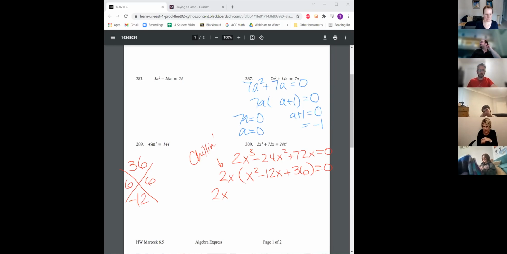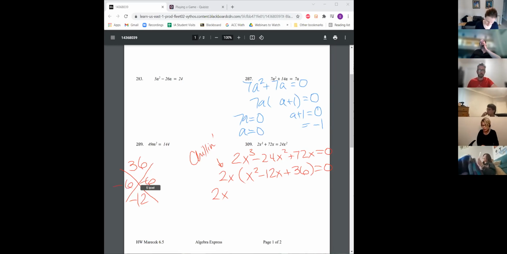No, I didn't have a negative 6. Let me look at that. Now I'm confused. I was thinking positive. Well, if I want a negative 12, they're both going to have to be negative. Otherwise, when I combine them, I'll get a positive 12, and the problem has a negative 12.